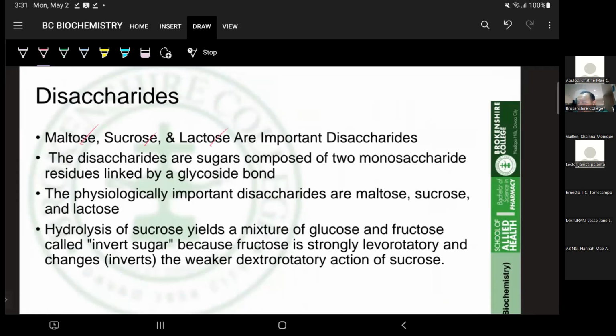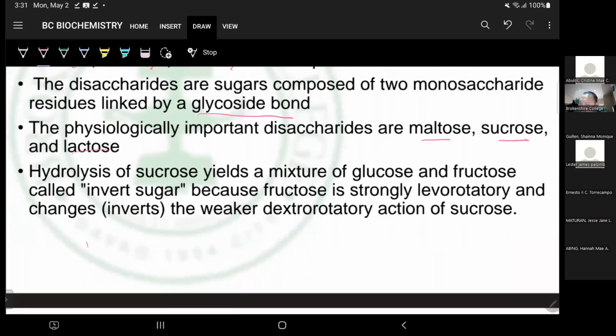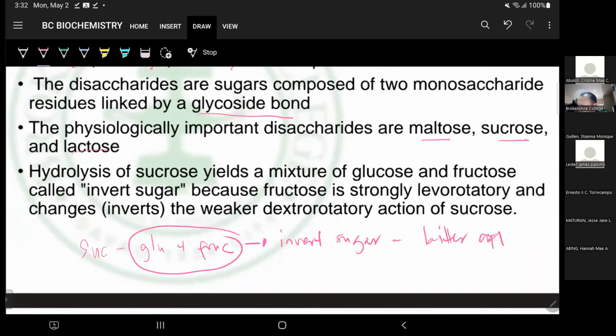So here, the disaccharides are sugars composed again of two monosaccharides that are linked together with a glycosidic bond. The physiologically important disaccharides are maltose, sucrose, and lactose. So we already know that upon hydrolysis, your sucrose will yield glucose plus fructose, di ba? And with that, pag ganito yung nangyayari, this is known as invert sugar, which has, kumbaga, meron siyang bitter aftertaste.